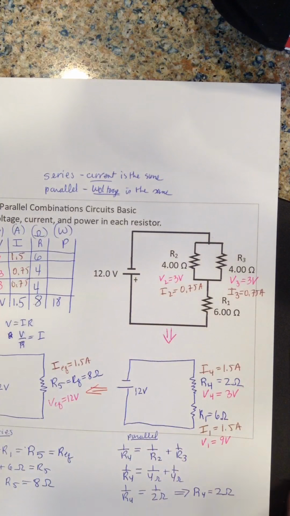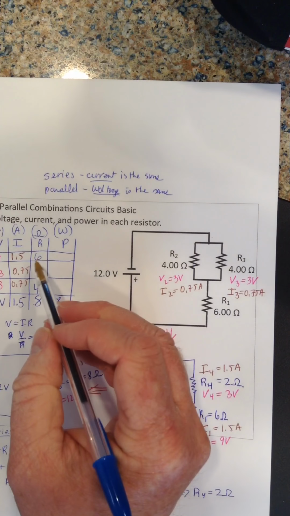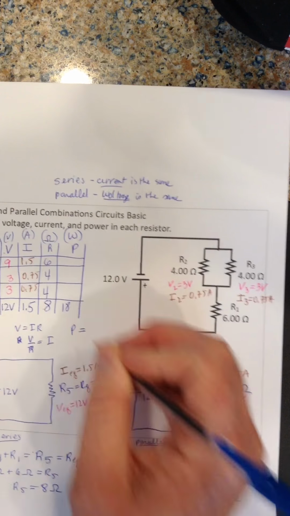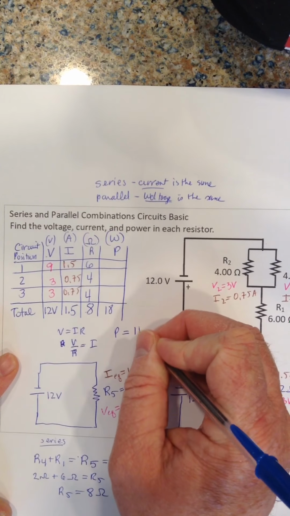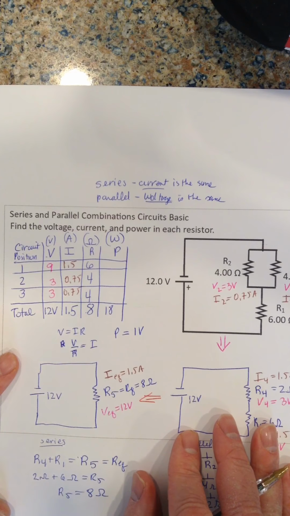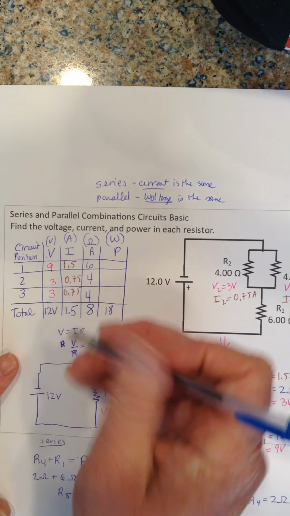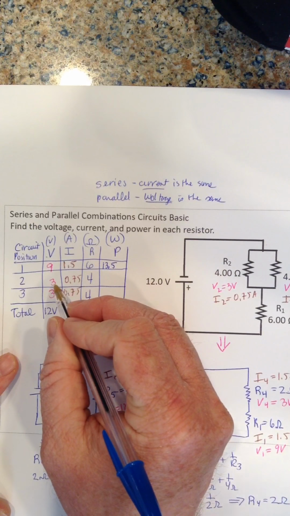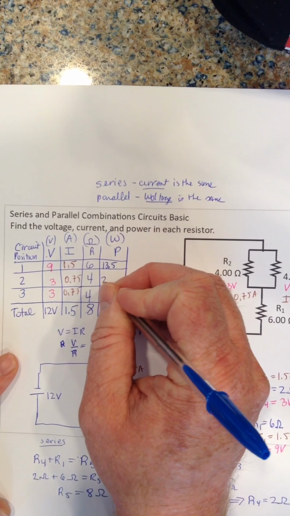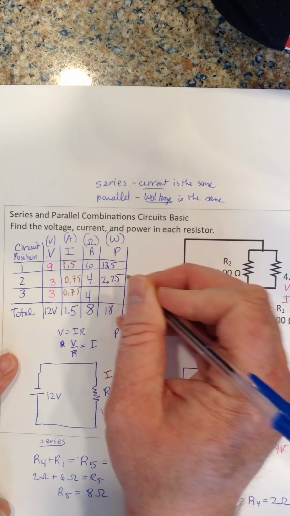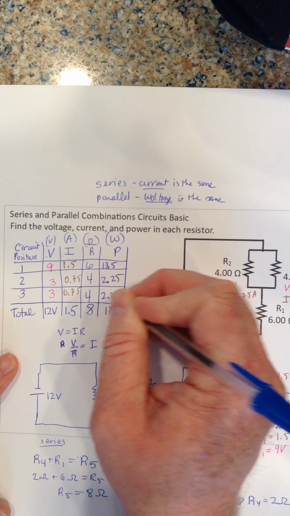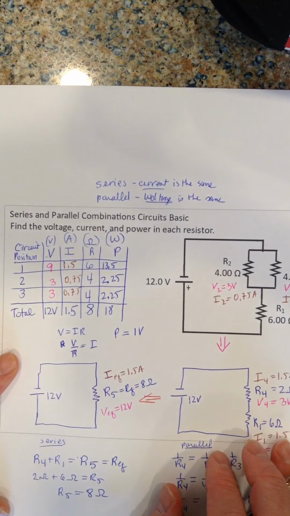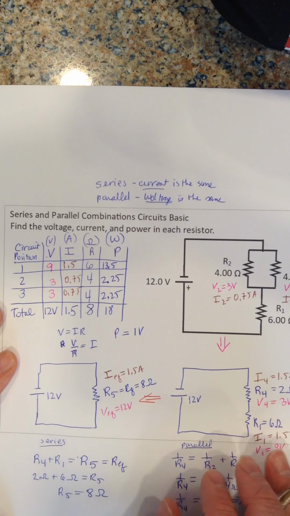Now, using my table I can go back and do a neat thing. I can figure out the power. Power, as you know, is IV. So 9 times 1.5 is 13.5 watts. 3 times 0.75 is 2.25 watts, and this is 2.25 watts. If I add them together, I should get the total power output, which is 18 watts, which you do.